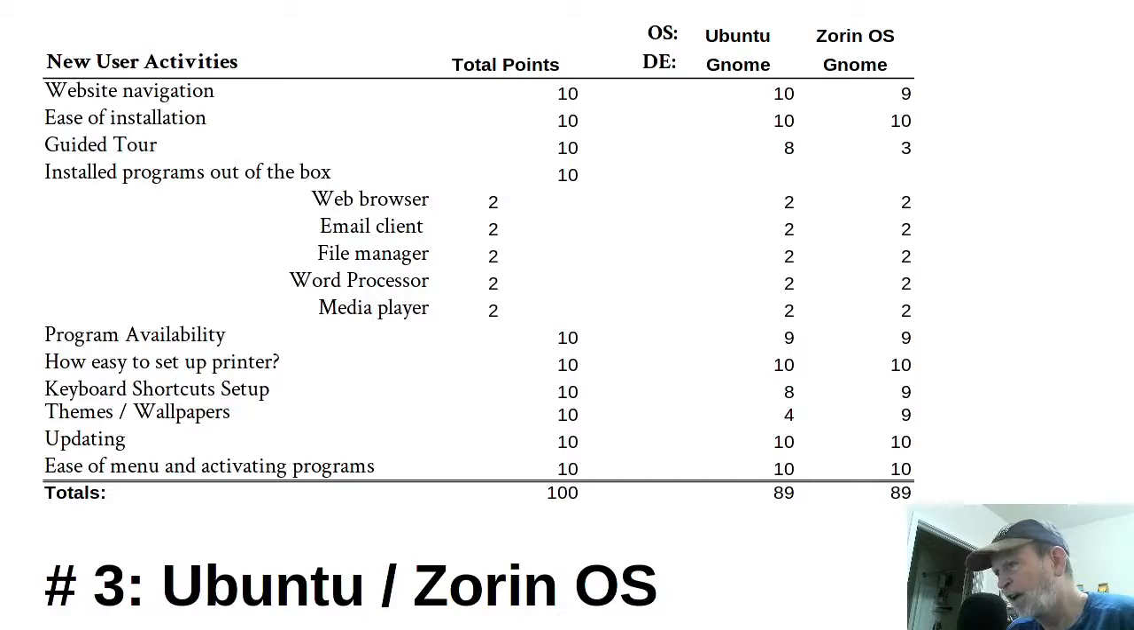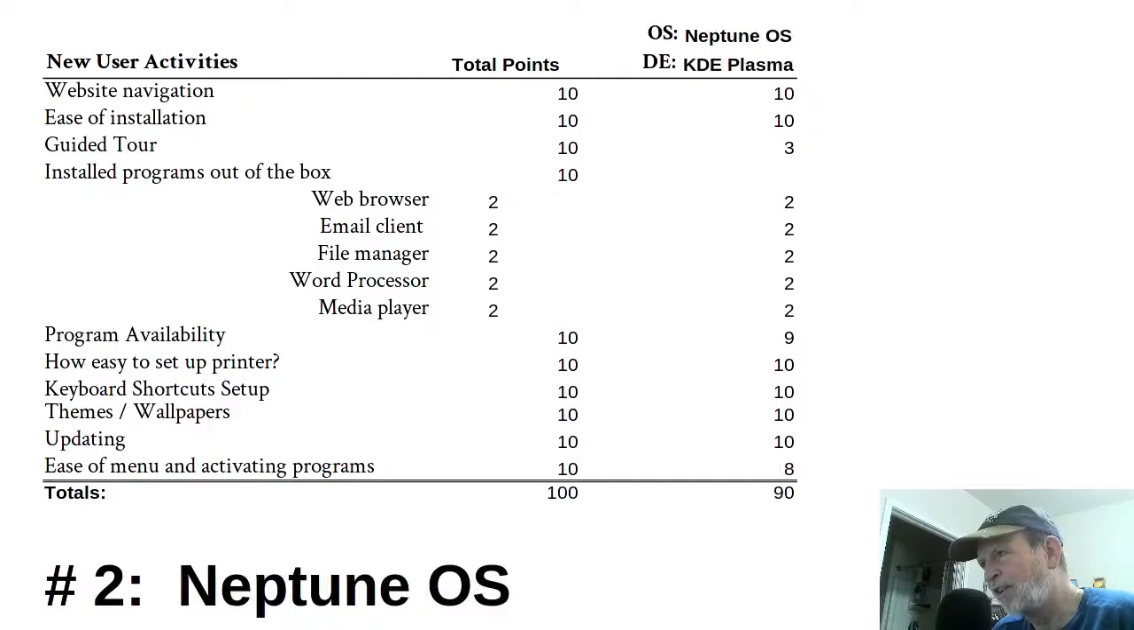Got 2 left. Silver is Neptune OS. Yes. Now, I really kind of threw this one in because it's not one that's actually recommended for new users by people out there in the Linux community. But on my grade here, it came out pretty well on the list.